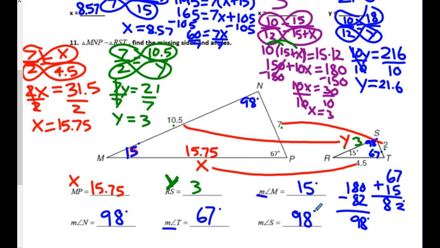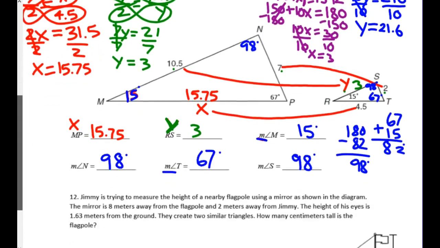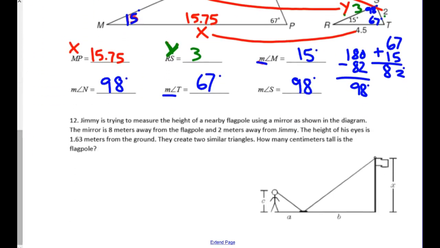Alright, so again, proportional sides, you got to make your two fractions and cross multiply and divide. And then for your angles, they're all the same. You match them up, solve for the missing one using triangle sum theorem. They add up to 180 degrees.